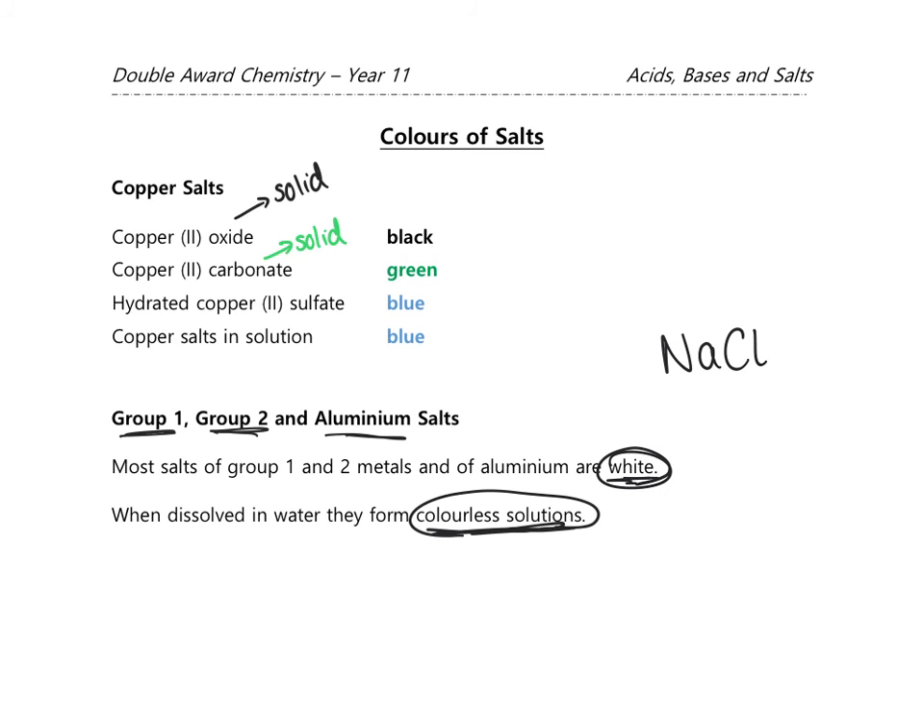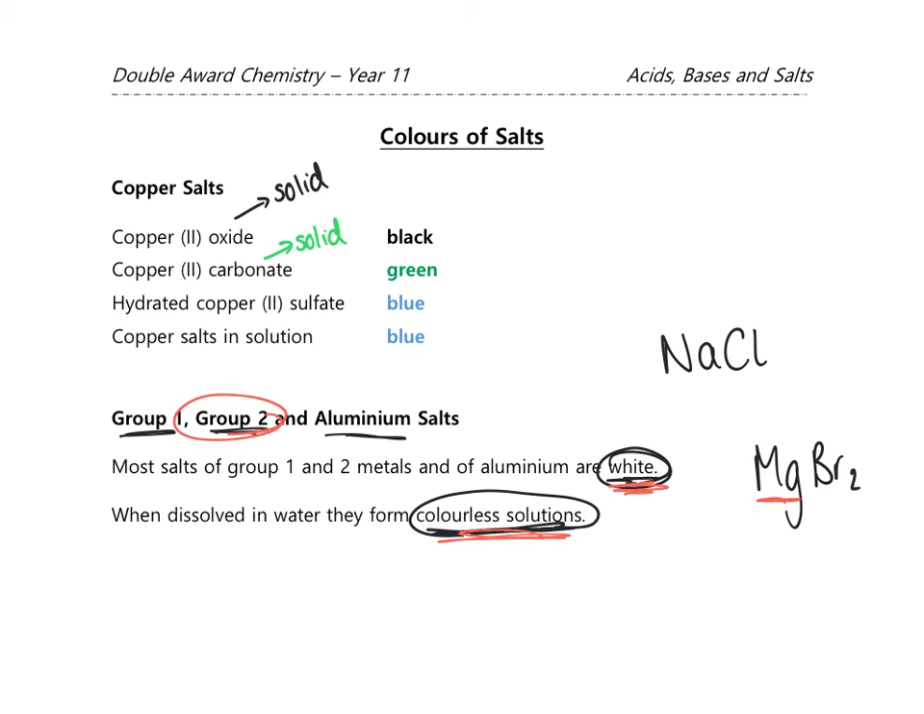So say they might give you magnesium bromide. They might ask you what colour is magnesium bromide, and you'd think, I haven't a clue. But you need to think back, okay, well, magnesium is in group 2, and so it forms a white salt. If I then dissolved it in water, it would form a colourless solution.